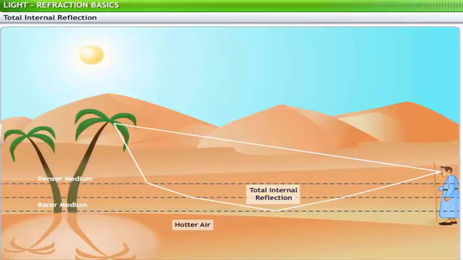The totally reflected rays that reach the eyes appear to come from a point on the ground, where the image of the tree is formed. Thus, we see inverted images of trees even though there is no water around.